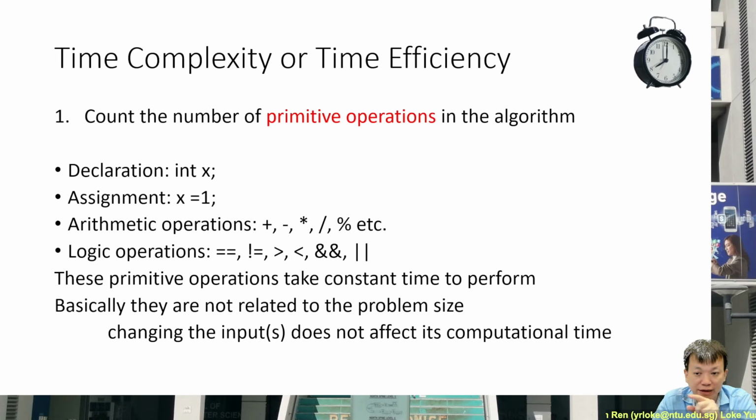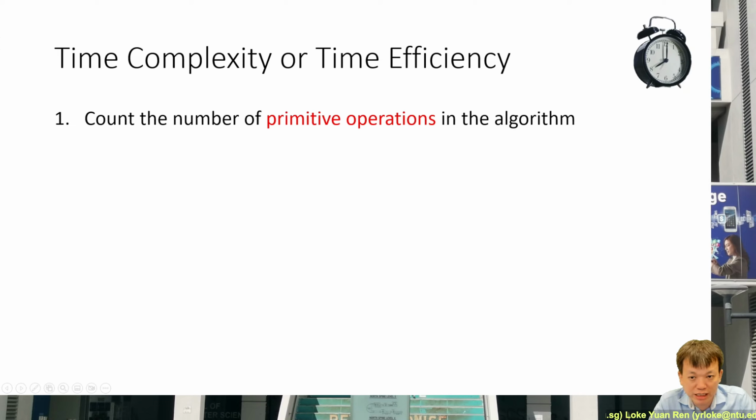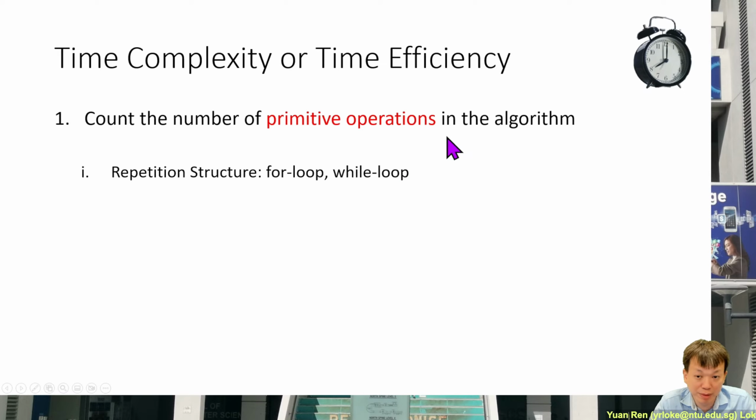Itself is not an issue. If it declares one variable, it's a constant time. You tell me that your computer is very, very slow, it's still a constant time. It takes 1 microsecond or 1 millisecond to declare a variable, but that is always 1 millisecond for one operation. But the problem is when you run such an operation in a while loop 10 times, 100 times, it depends on the problem size. As the problem size increases, the number of operations you need to execute will increase significantly, depending on the problem size you have.